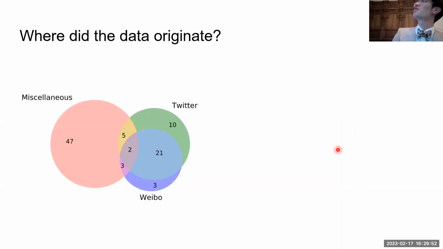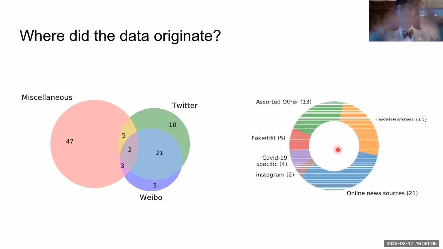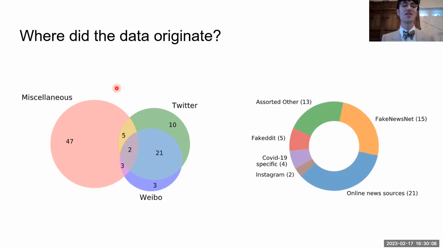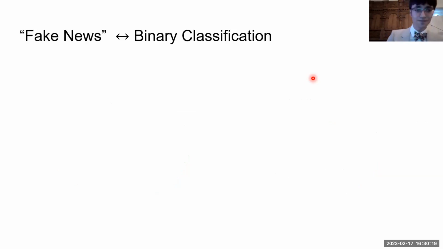So where did the data originate for stage 2? Well, it was pretty lopsided. There was a lot of data from Twitter and Chinese social media. And while there was a connection between those two, that was it. It was otherwise quite spread out in this lopsided miscellaneous Venn diagram, which consisted mostly of online news articles, blogs, and other hard to categorize things, like maybe the odd Facebook post or something like that.